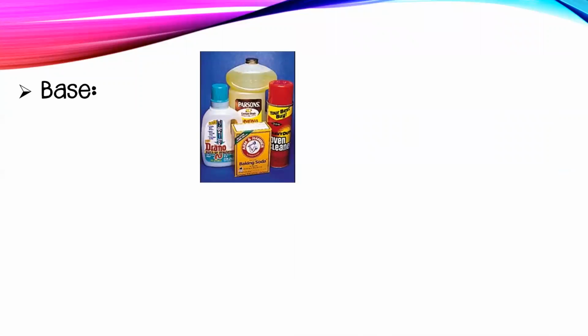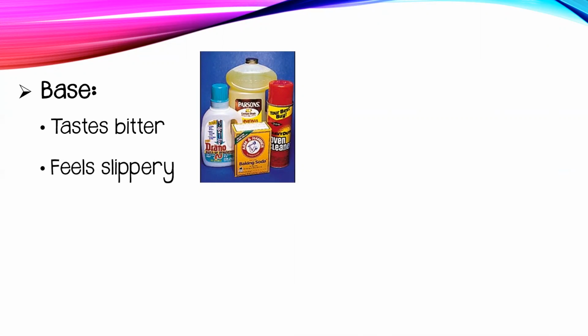Some general properties of bases. If you can taste a base, which once again, you shouldn't necessarily consume everything, but they will taste bitter. Soap is an example of a base. So if you've ever got soap in your mouth, you know that bitter taste it has. Bases feel slippery. So if you get a base on your hands, it has a very slippery feeling to it. So once again, example would be soap.